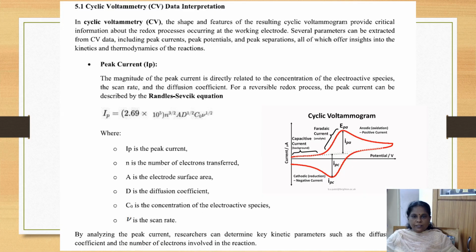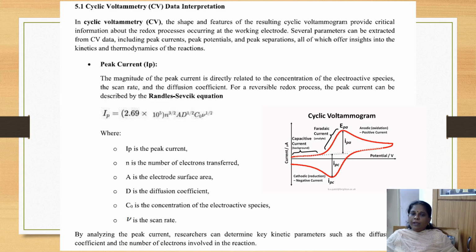Let us now see the data interpretation of cyclic voltammetry. From the cyclic voltammogram, several parameters can be extracted, including peak currents, peak potentials, and peak separations, all of which offer insights into the kinetics and thermodynamics of the reactions. So, peak current Ip: the magnitude of this peak current is directly related to the concentration of electroactive species, the scan rate, and the diffusion coefficient.